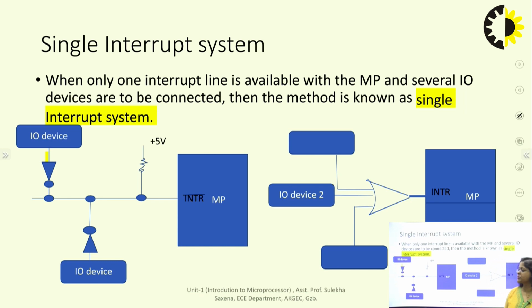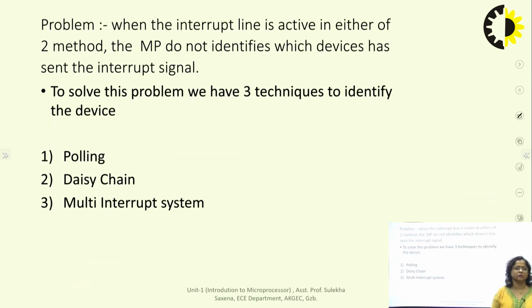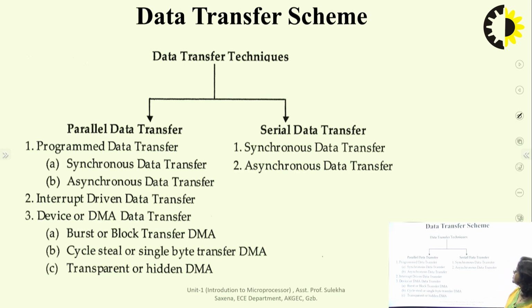In case of a single interrupt system, once the IO device interrupts, the microprocessor just runs the instruction and then goes for normal execution. To solve this problem of single interrupt, we have 3 techniques, that is polling routine, daisy chain and multiple interrupt system. In case of polling routine, the microprocessor serially checks all the ports one by one and runs if the interrupt is available on a particular port and then moves on. So, these are various interrupt schemes.